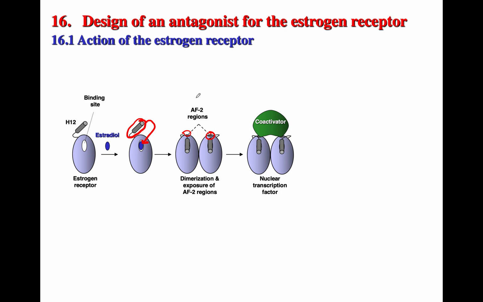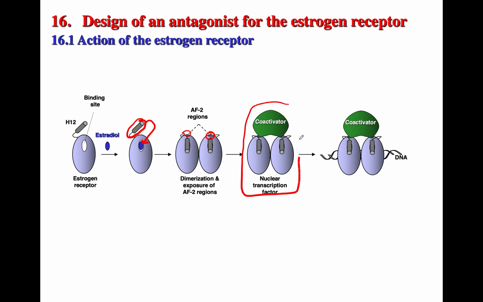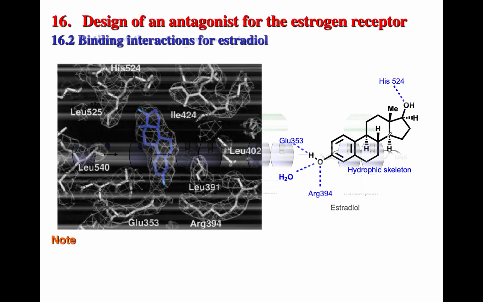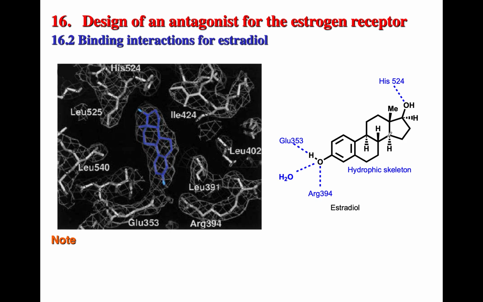And once the co-activator binds, this complex here is then going to be able to bind to DNA, leading to transcription. So this is how the estrogen receptor works. Okay. Now, designing antagonists for the estrogen receptor, basically you need to have a molecule that will bind to the receptor, that will interact with some of the binding regions, but will prevent estradiol itself from binding.